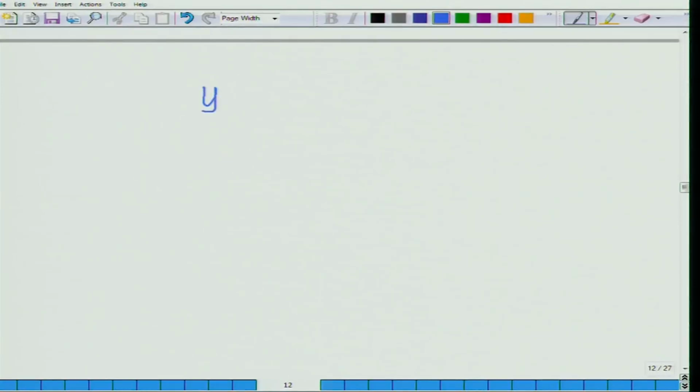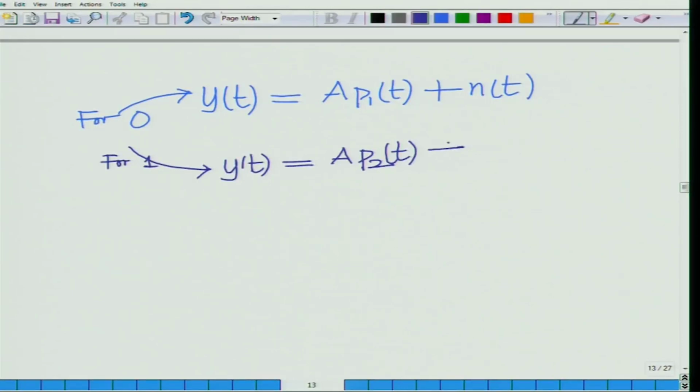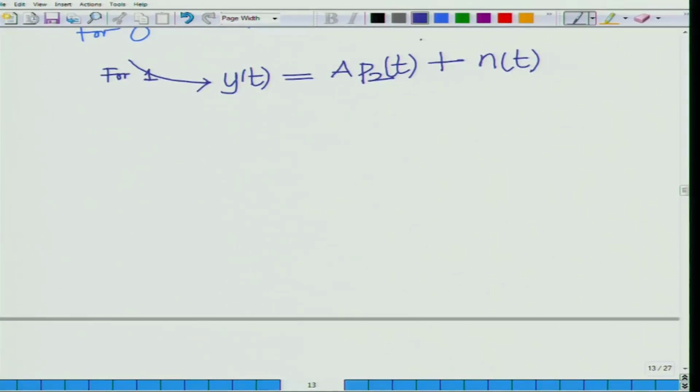And what we have seen in this is that my y(t) corresponding to 0 is A times p1(t) plus n(t), that is, this is for information bit 0. For 1 we have y(t) equals A times p2(t) plus n(t).